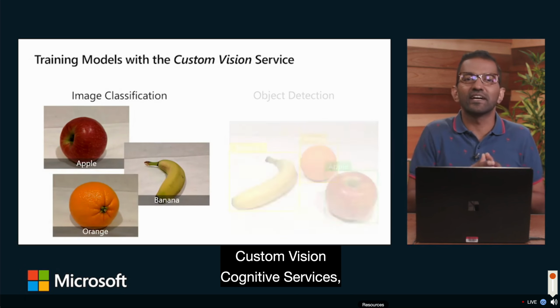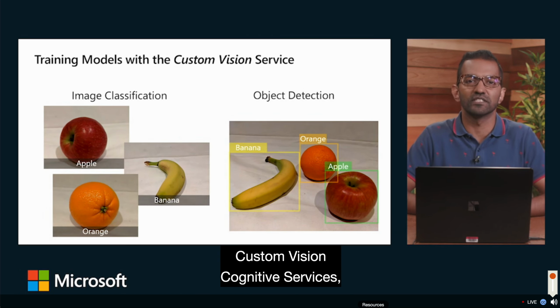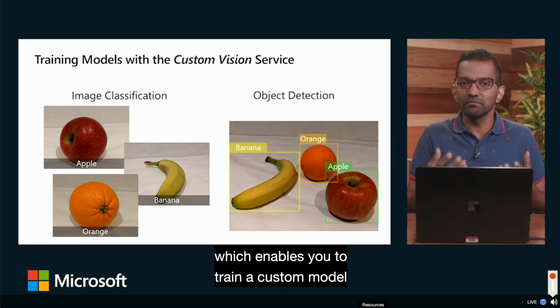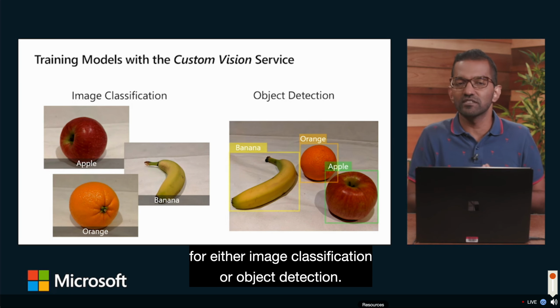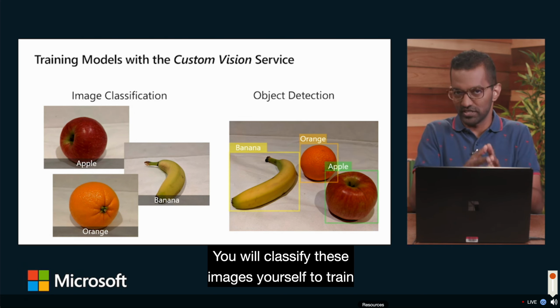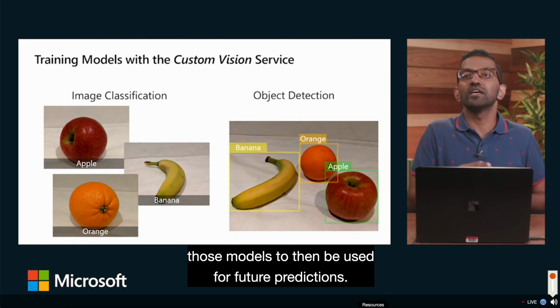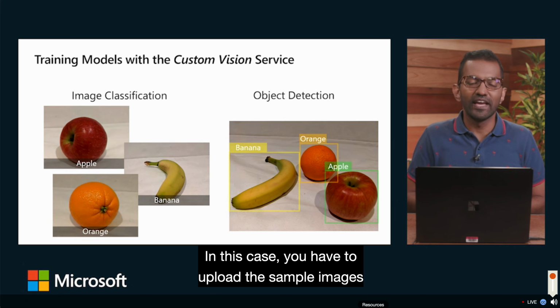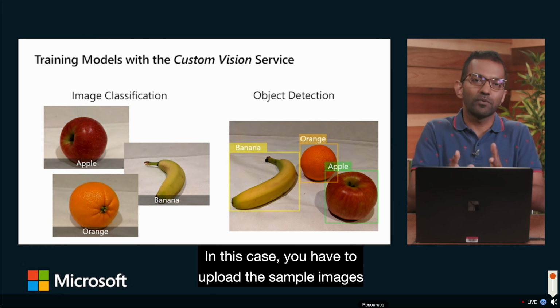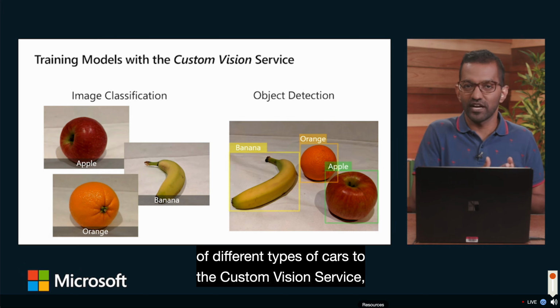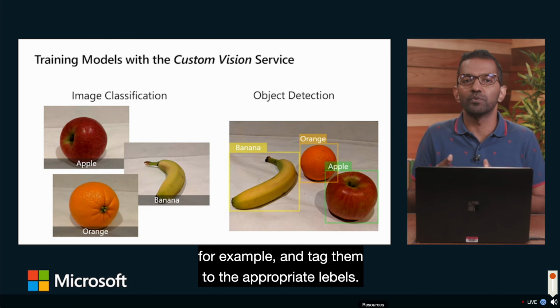Now let's take a look at custom vision cognitive services, which enables you to train a custom model for either image classification or object detection. You will classify these images yourself to train those models to then be used for future predictions. In this case, you have to upload the sample images of different types of cars to the custom vision service, for example, and tag them to the appropriate labels.